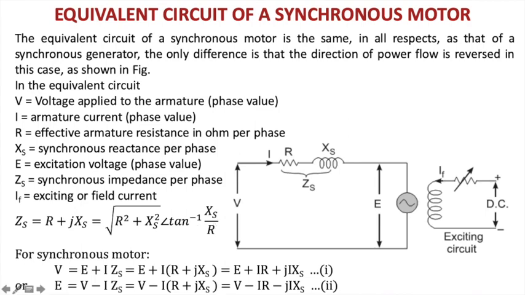For synchronous motors, you can write the equation as V equals E plus I ZS. Substituting the synchronous impedance, you get V equals E plus I times R plus jXS, or you can write E equals V minus I times R plus jXS. Both equations are correct. Only the expressions have changed: the first is the voltage equation, the second is the EMF equation.